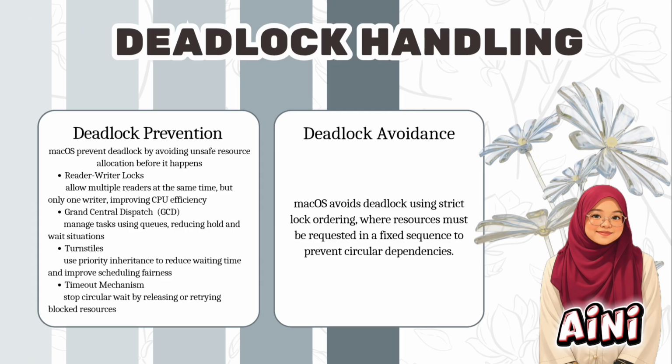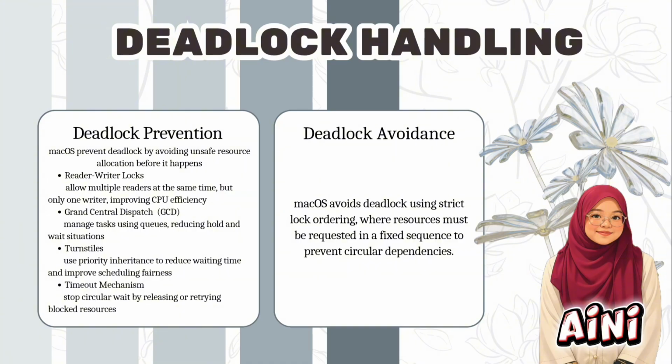The third one is deadlock prevention. macOS prevents deadlock by avoiding unsafe resource allocation before it happens. The first one is reader-writer locks. It allows multiple readers at the same time, but only one writer. It will improve CPU efficiency.